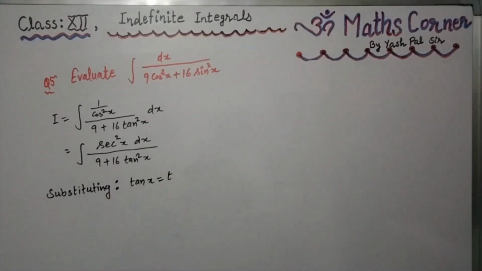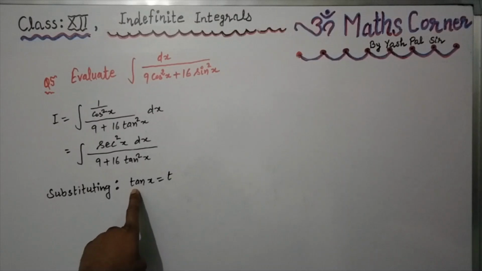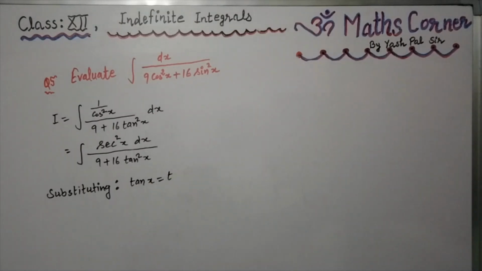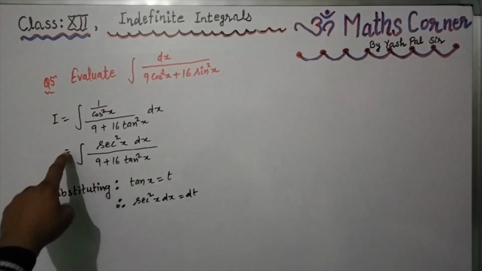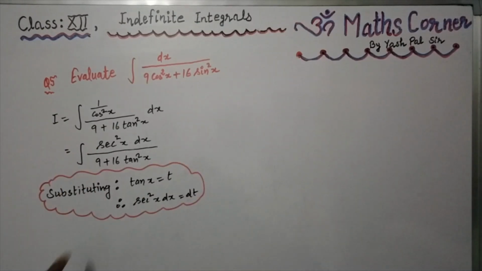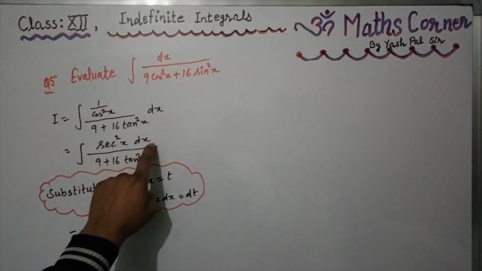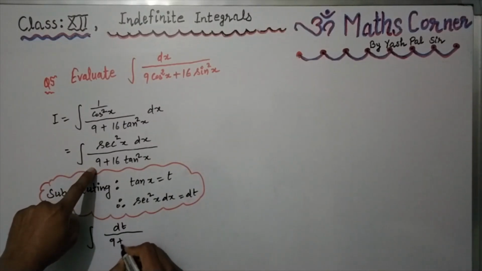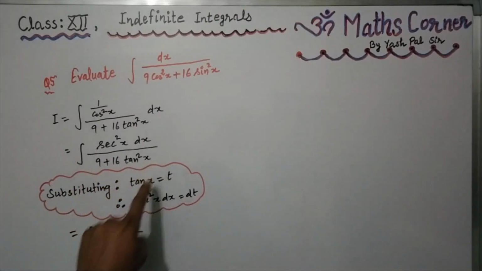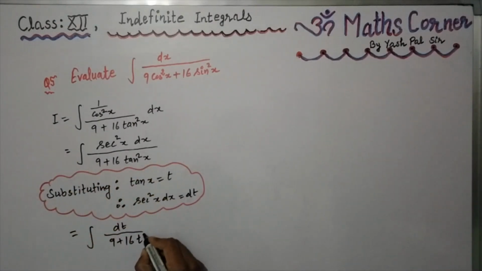Now in the next step we take tangent x equal to t. Substituting tangent x is equal to t, the derivative of tangent x is equal to dt. That is, secant square x into dx is equal to dt. So this question becomes, on applying this substitution, we have secant square x into dx which is equal to dt, divide 9 plus 16 tangent square x mean t square.